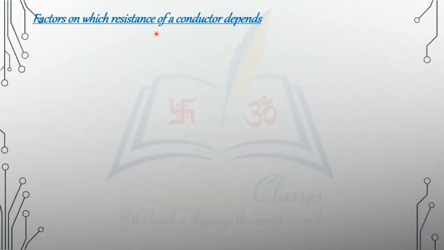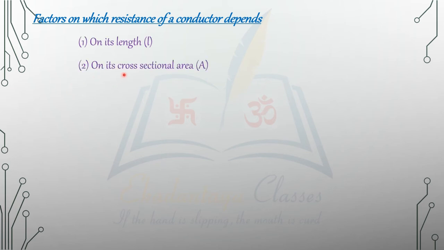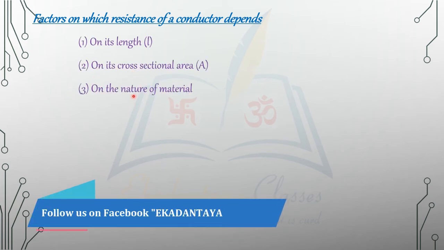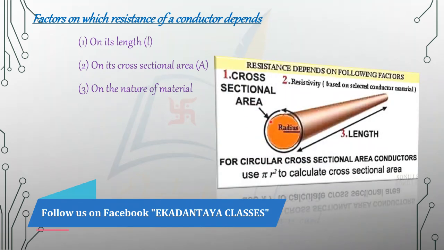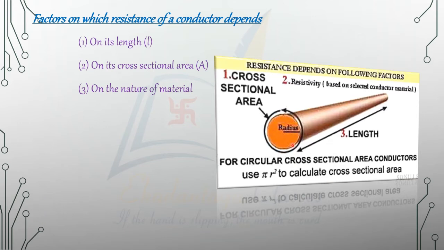The factors on which the resistance of a conductor depends are its length, its cross-sectional area, and the nature of its material. This circle is the cross-sectional area, with its radius, and this is the length. The nature of the material means the resistivity, which is based on the conductor.